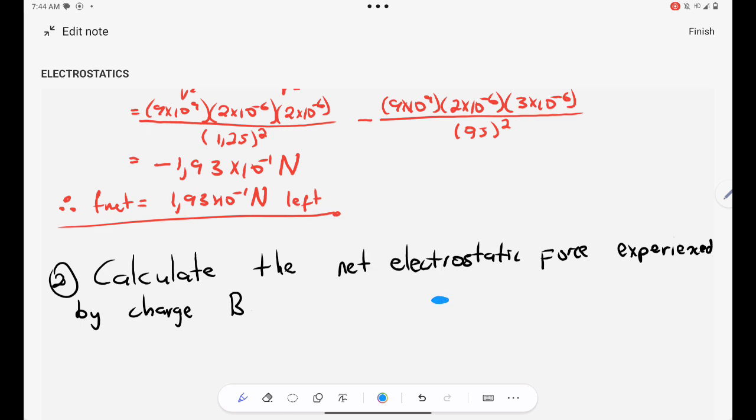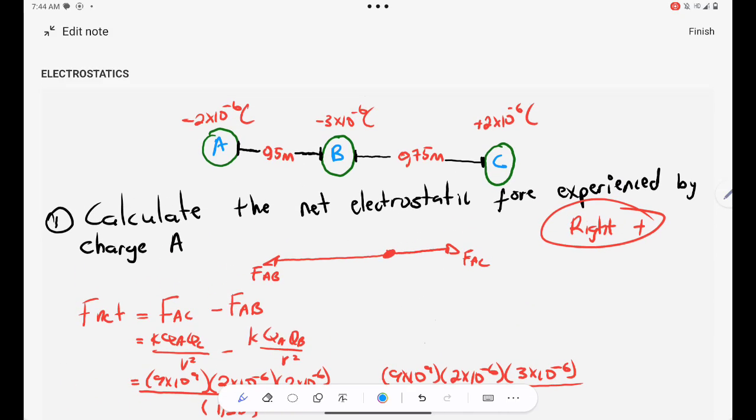This will represent B, né? Okay, let's check the force that exists between A and B. Remember that, guys, my reference is charge B, né? I will focus on how charge B behaves as a result of the other two charges.